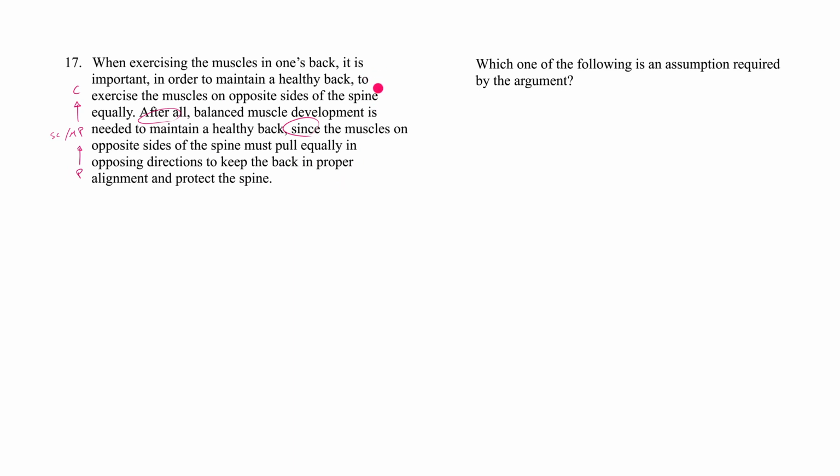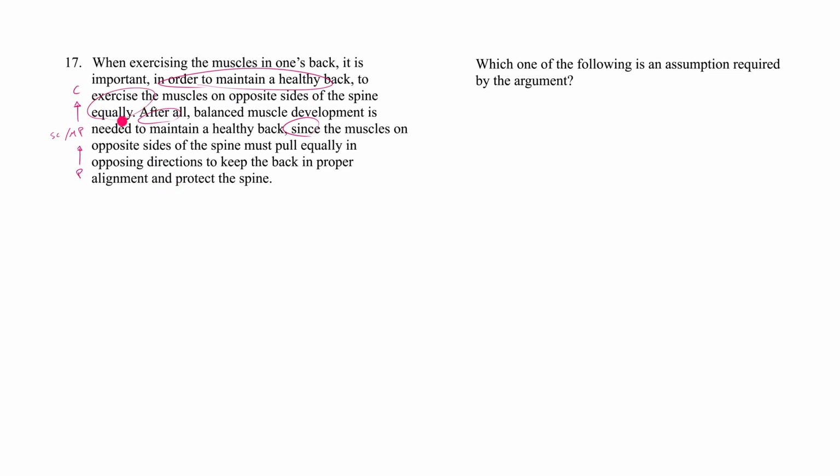But let's take a look at the first sentence. We're talking about exercising muscles in your back. And we're saying that if you want to maintain a healthy back, it's important that you exercise the muscles on the opposite sides of your spine equally. So this sentence is laying out a relationship between a goal, something, an outcome that you want, and this plan of action, in other words, this exercise regimen. And what is the relationship? Well, it's one of importance. You want to achieve this goal? Then it's important you do this thing.